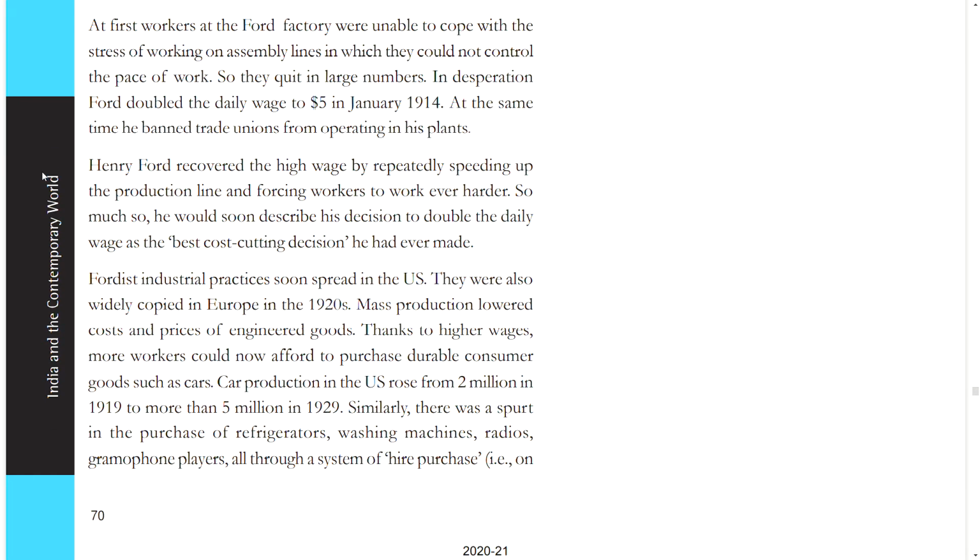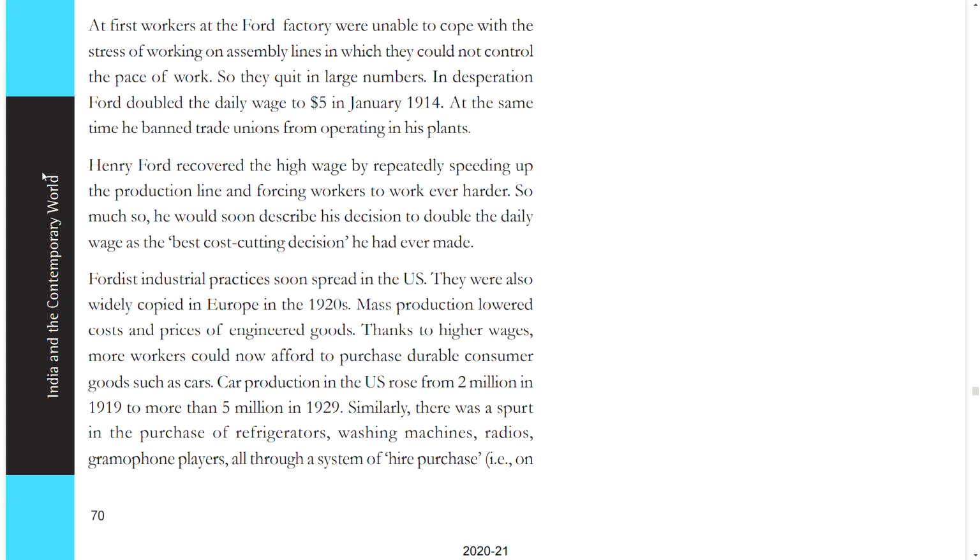At first, workers at the Ford factory were unable to cope with the stress of working on assembly lines in which they could not control the pace of work, so they quit in large numbers. In desperation, Ford doubled the daily wage to $5 in January 1914. At the same time, he banned trade unions from operating in his plants.